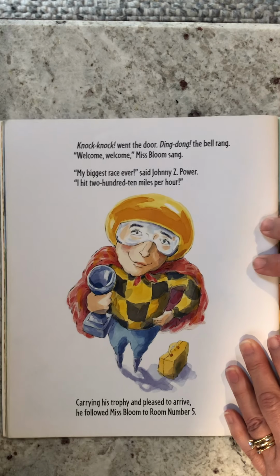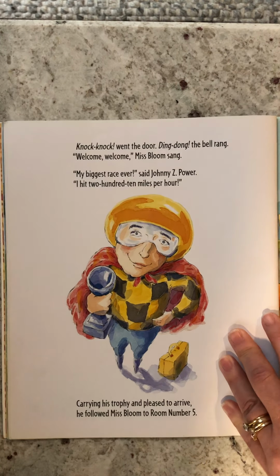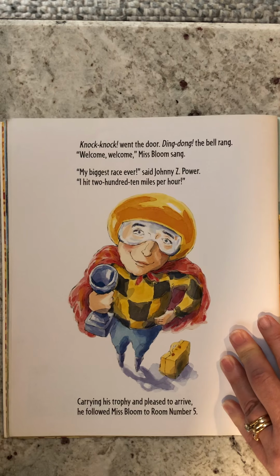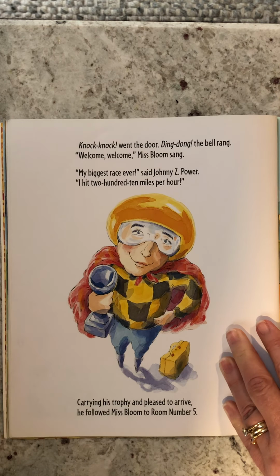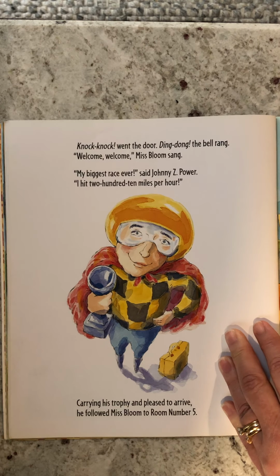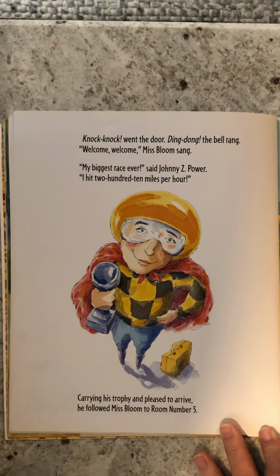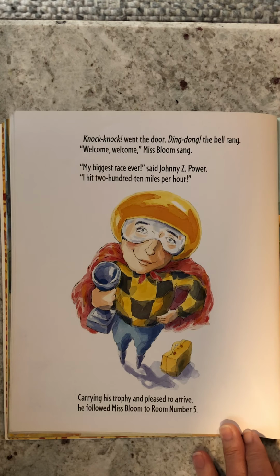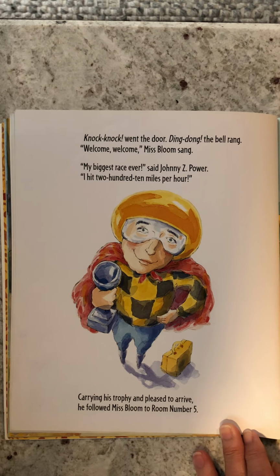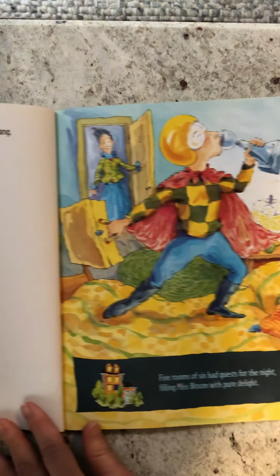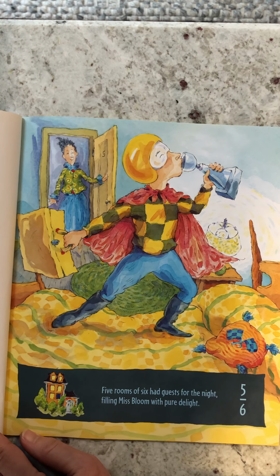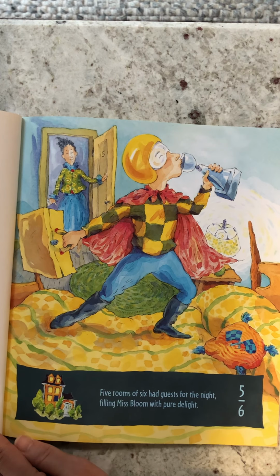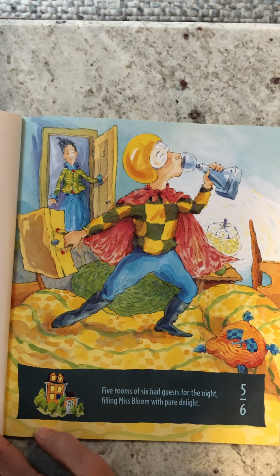Knock, knock went the door. Ding dong, the bell rang. Welcome, welcome, Miss Bloom sang. My biggest race ever, said Johnny Z. Power. I hit 210 miles per hour. Carrying his trophy and pleased to arrive, he followed Miss Bloom to room number 5. 5 rooms of 6 had guests for the night, filling Miss Bloom with pure delight.